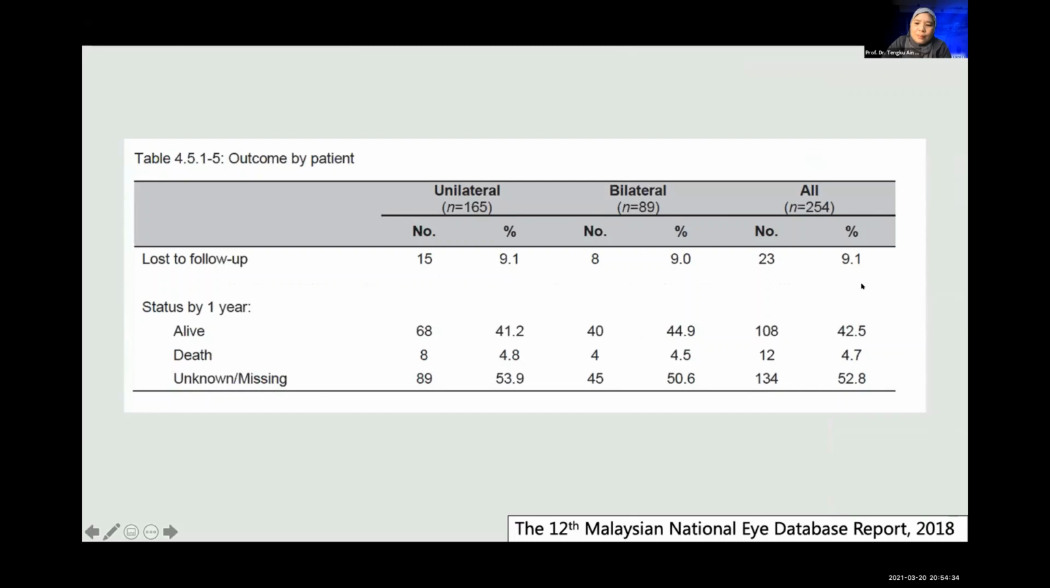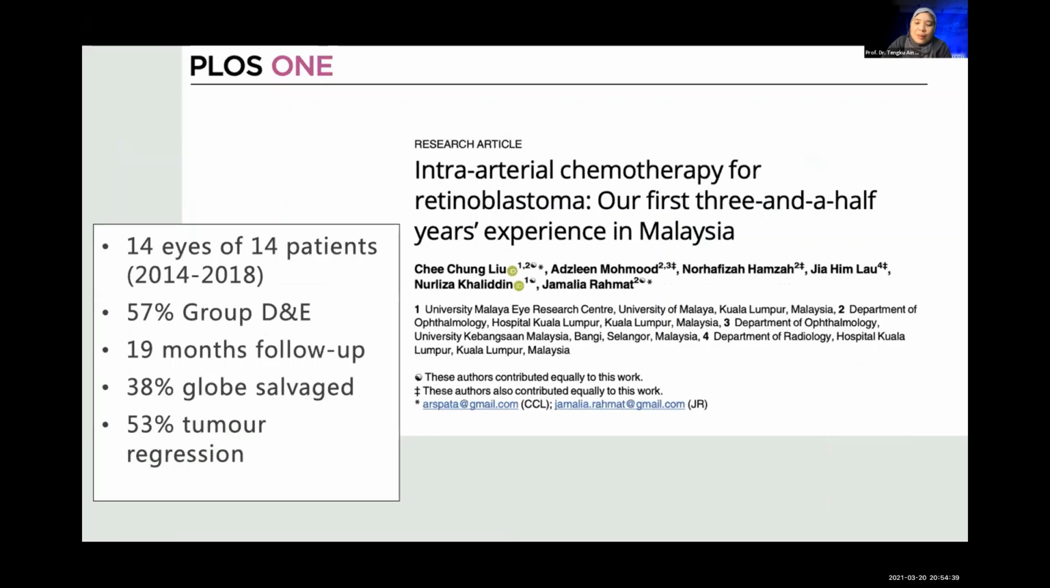Very recently, Dr. Jamalia and her team at Kuala Lumpur published last year on the experience of intra-arterial chemotherapy in the first 3.5 years, where they reported the outcomes of 14 eyes of 14 patients performed between 2014 to 2018, out of which, as mentioned earlier, more than half were late presenters at group D and group E. They reported 19 months follow-up. Globe salvation was reported in 38%, and tumor regression was reported in 53%.